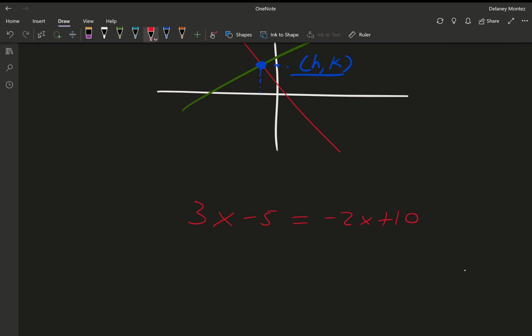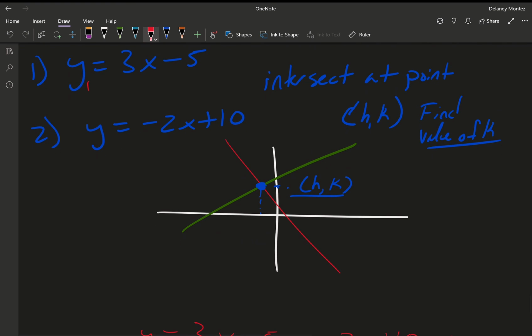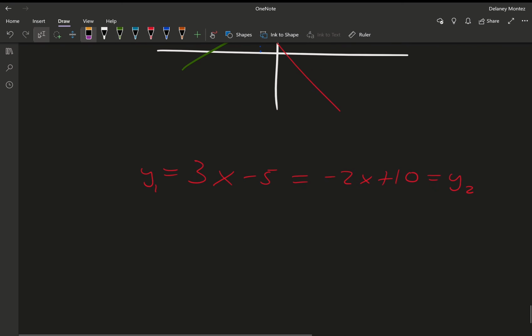So this is essentially our y value for this line. We'll call that y1, and this is our y2. So you're really setting the y values equal to each other here. You're setting these two y values equal to each other, but that's not important. What's important is we can find out what that value is by solving for x.